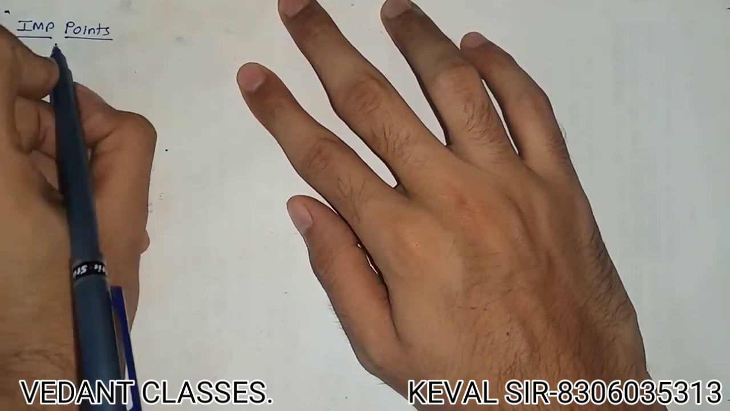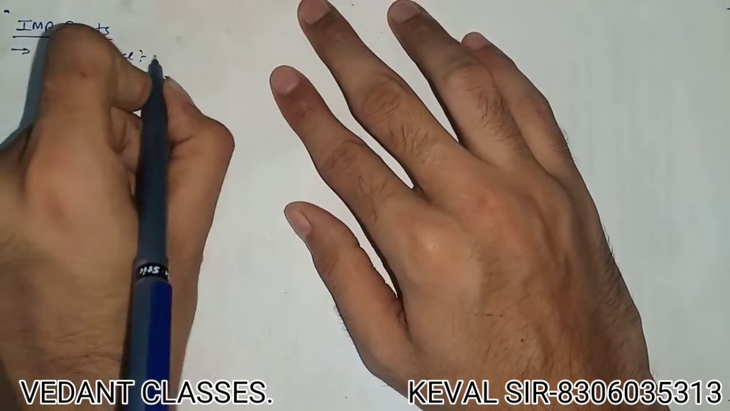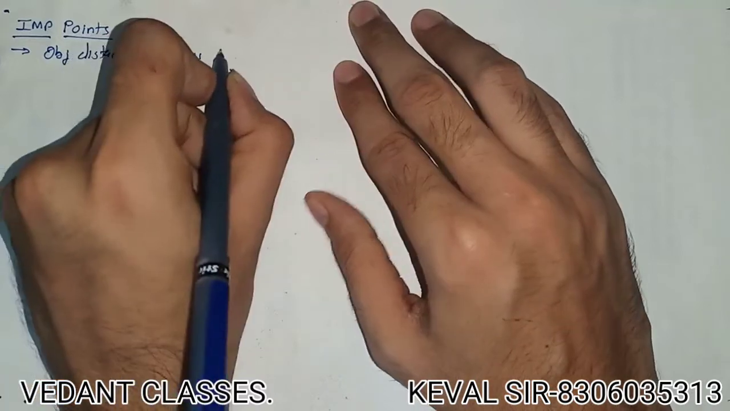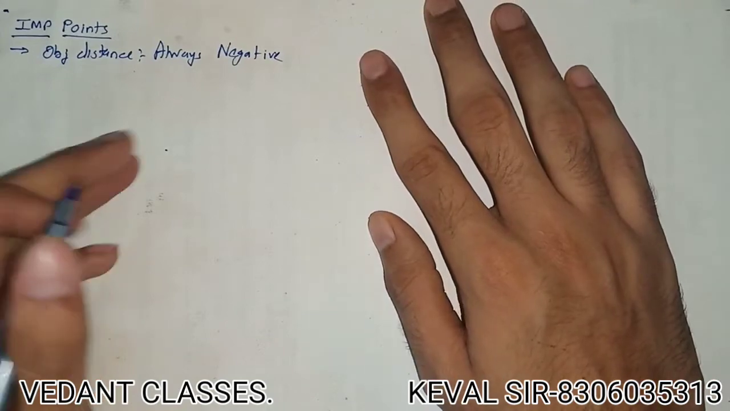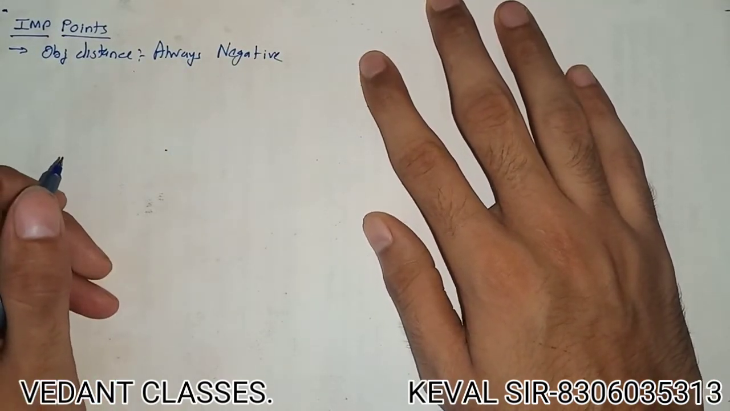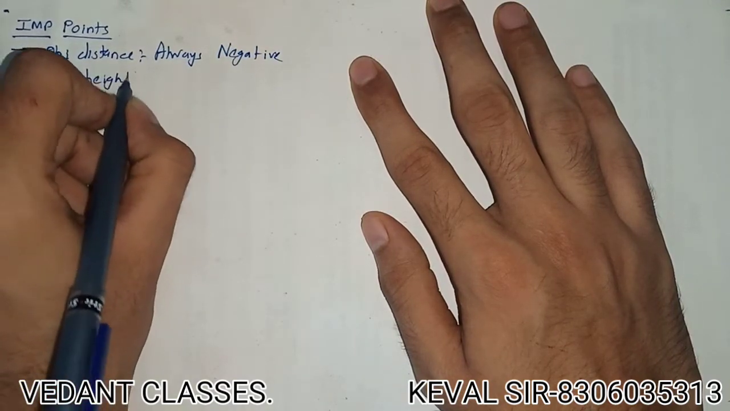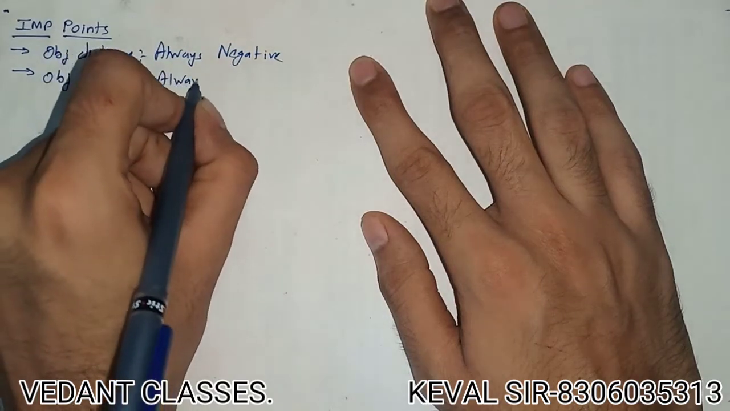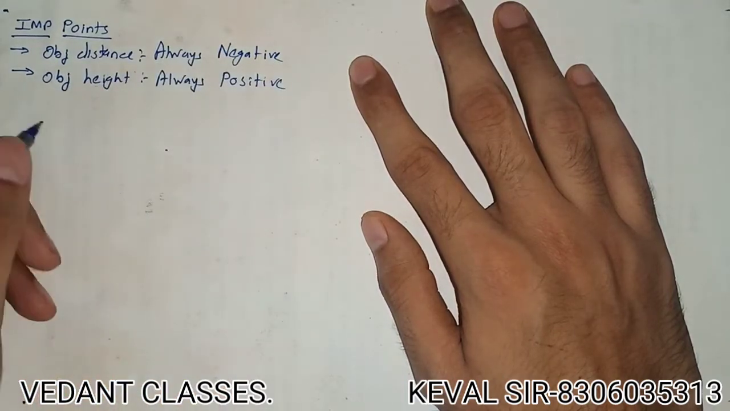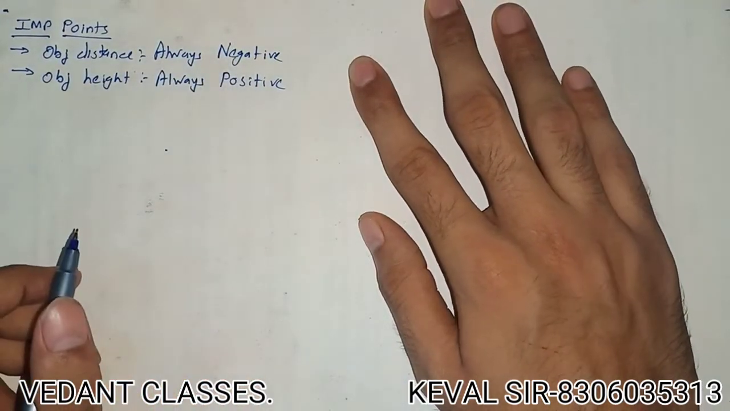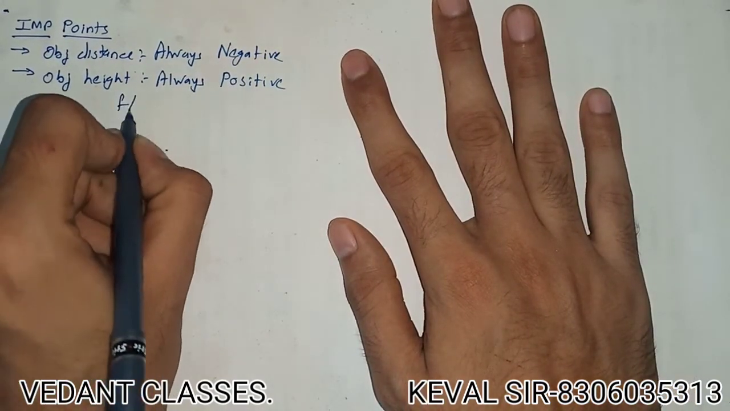Now see, object distance is always taken as negative, because the object is always placed on the left in front of the mirror, so it will always be on the left side of the pole. Then you need to take object height always positive, because it will be upright, so you just need to consider the object height always positive. Okay, then let's talk about the focal length and radius of curvature.